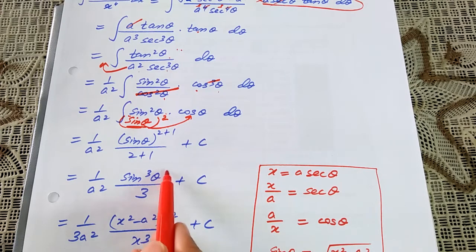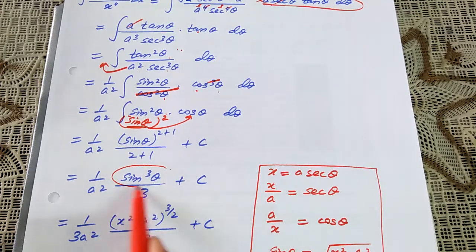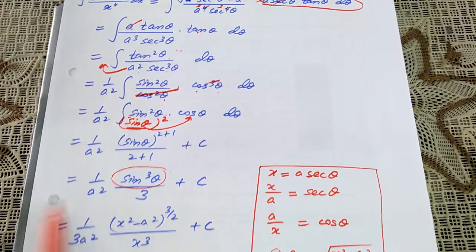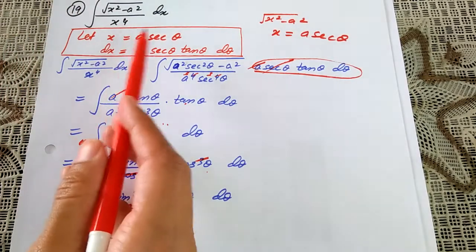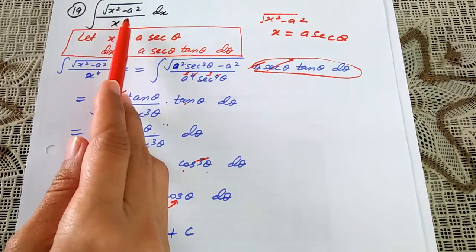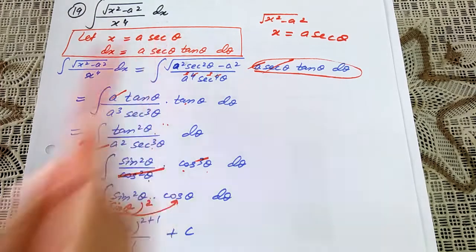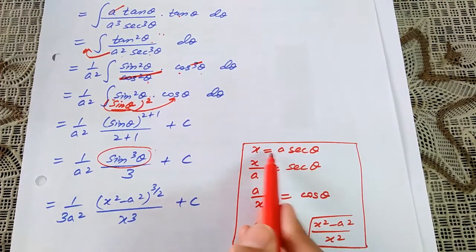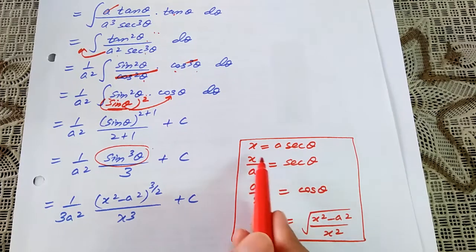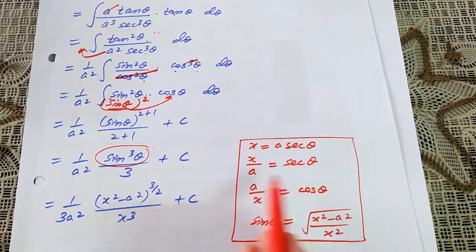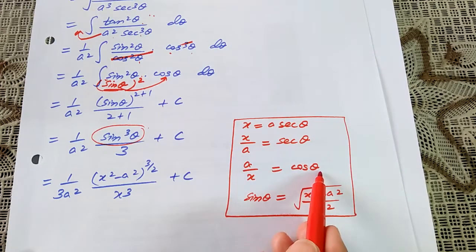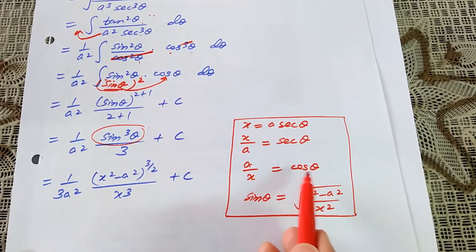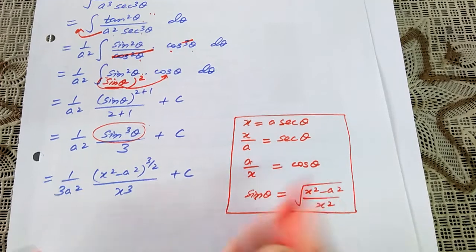Now I need to find out the value of this sine theta here, because our question was not in sine and cos. It was in a and x dx. What we substituted at the start, x is equal to a secant theta. x over a will be secant theta. If I take the reciprocal on both sides, I will get a over x, cos theta. Now from here I can find the value of sine theta.